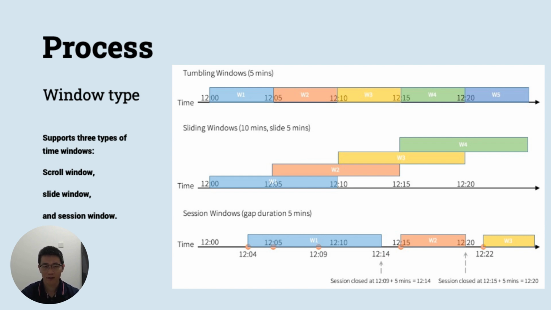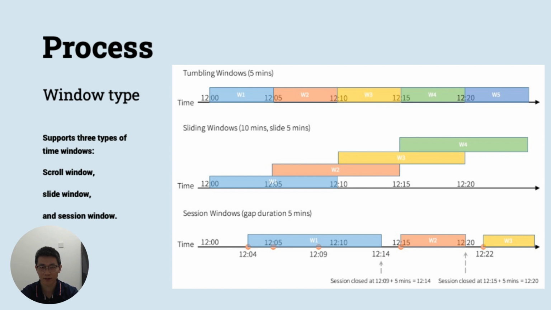A tumbling window is one without overlap. You can see these are time windows, for instance, from 12:00 to 12:05, then from 12:10 to 12:15. This is a 5-minute rolling window. Now, a sliding window is different. A sliding window can overlap. Just take a look at this window. You can see that this window overlaps. So here, in this graph, we have a window of size 10 minutes, and it slides every 5 minutes. For example, this is a sliding window.